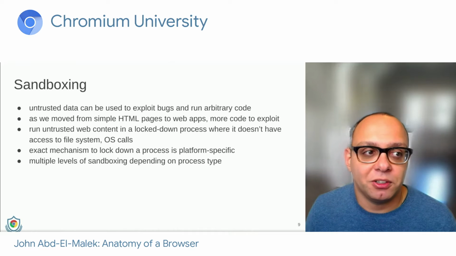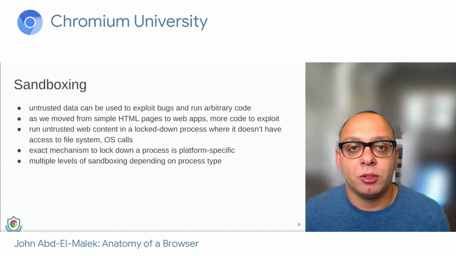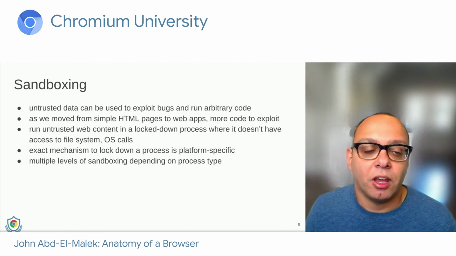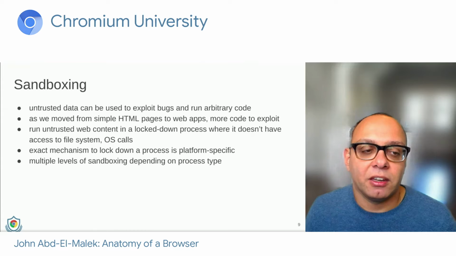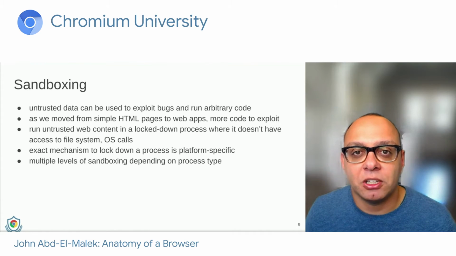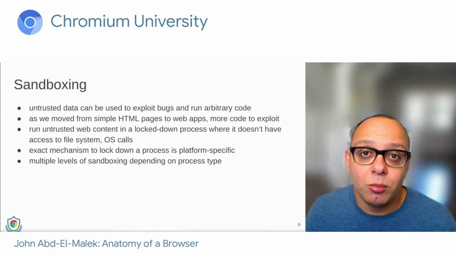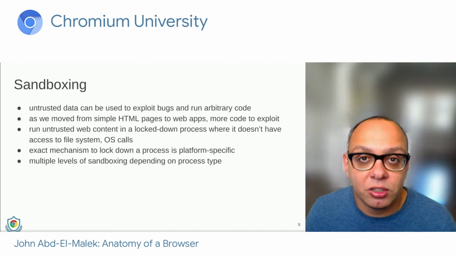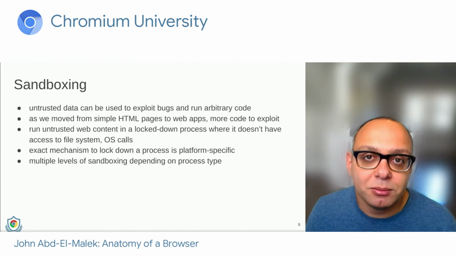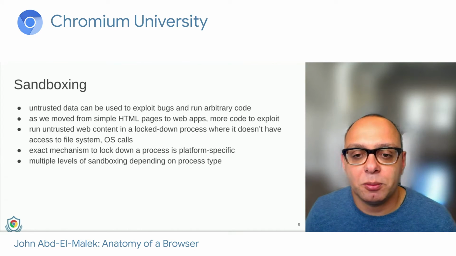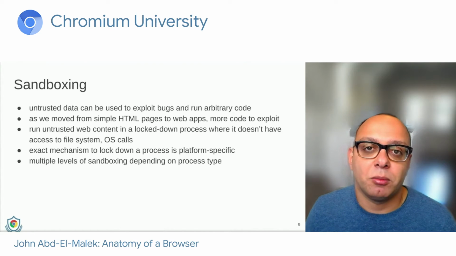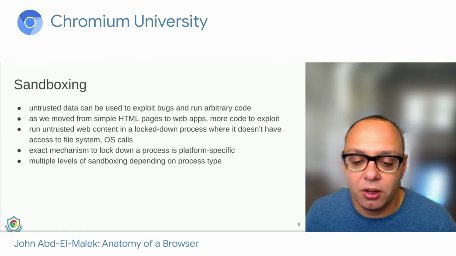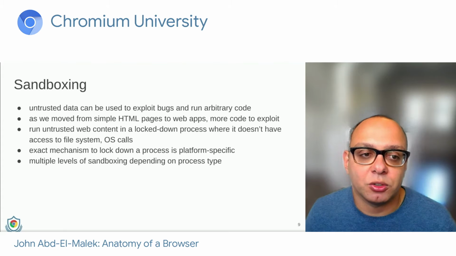I mentioned sandboxing earlier, and since untrusted data can be used to exploit bugs in the code that we write and on arbitrary code, we need to protect against that. Especially as web pages move from simple pages that you display to running full-featured web apps, there's a lot more code to exploit. So we wanted to run the untrusted code in a lockdown process where it doesn't have access to things like the file system, or to be able to interact with other applications running on your machine. The exact mechanism to do this, of course, is very system dependent, so every platform has its own sandboxing code. And there are multiple different levels of sandboxing. Some processes could be sandboxed much more fully than others, depending on whether they have to run drivers or other code in there.